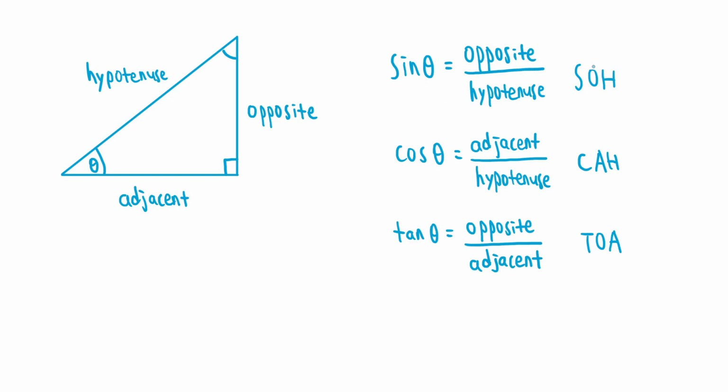You can use this acronym, SOHCAHTOA, to help you remember the definitions of trigonometric functions. So in each acronym, the first letter is the first letter of the trigonometric function. So S is the first letter of sine, C is the first letter of cosine, and T is the first letter of tangent. And then the O stands for opposite, H stands for hypotenuse, and A stands for adjacent. So for example, SOH stands for sine, opposite, and hypotenuse. So that means sine is defined by opposite over hypotenuse, and so on. So just remember this acronym, SOHCAHTOA. It really helps you remember the definitions of these trigonometric functions.